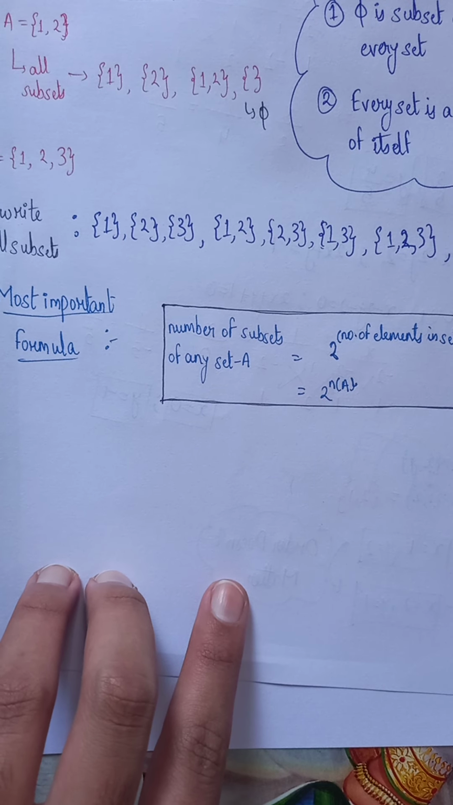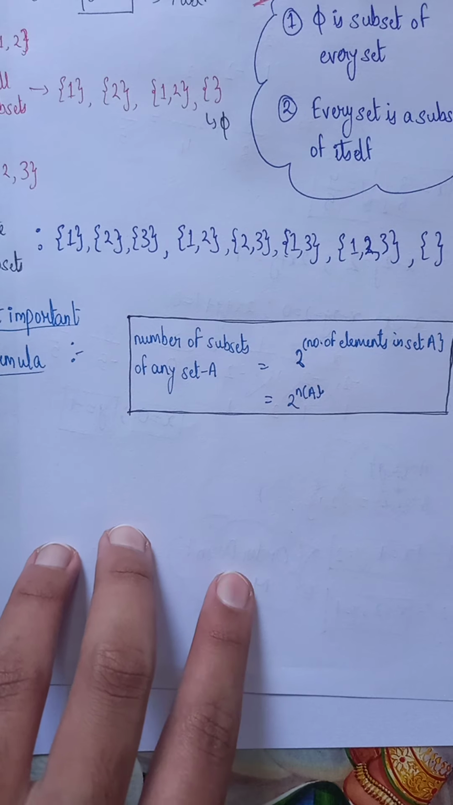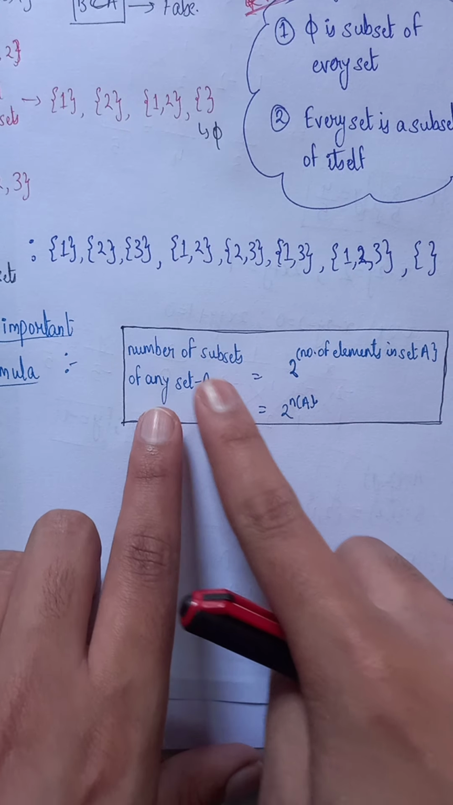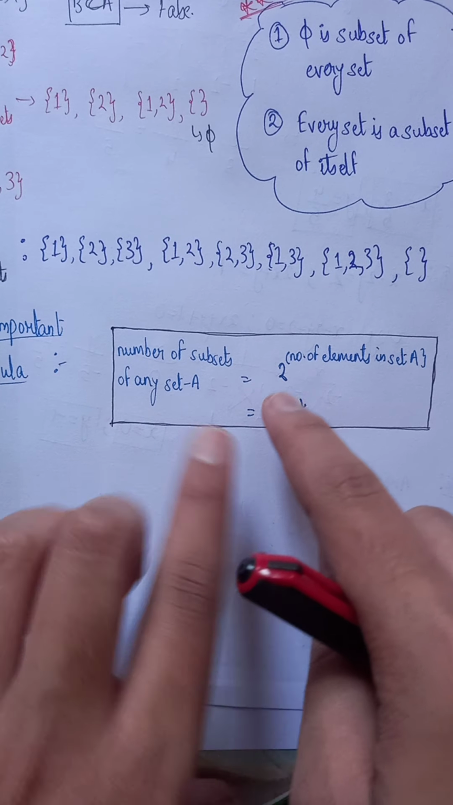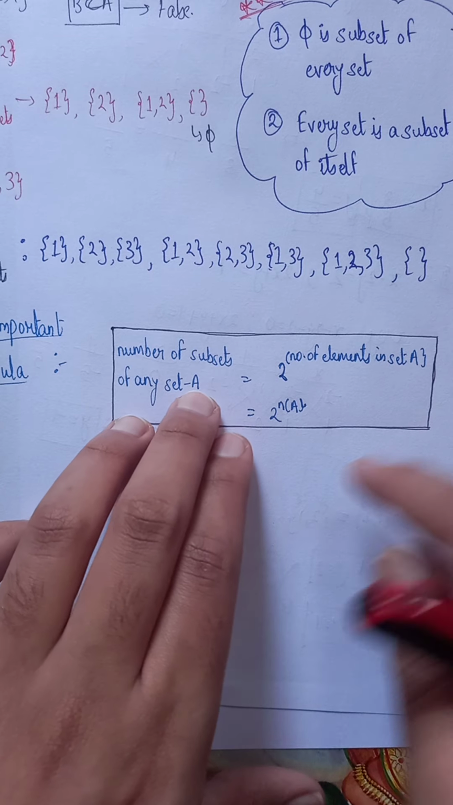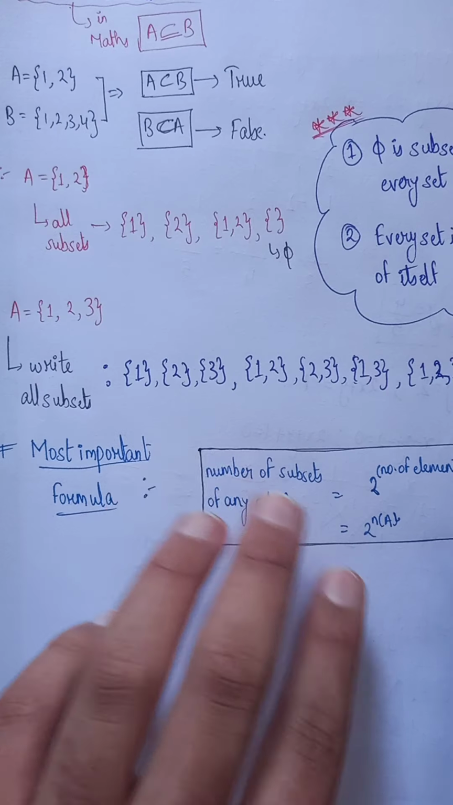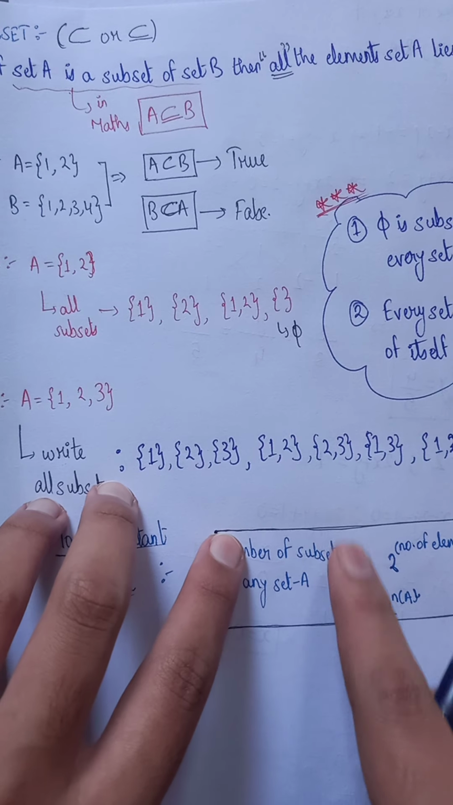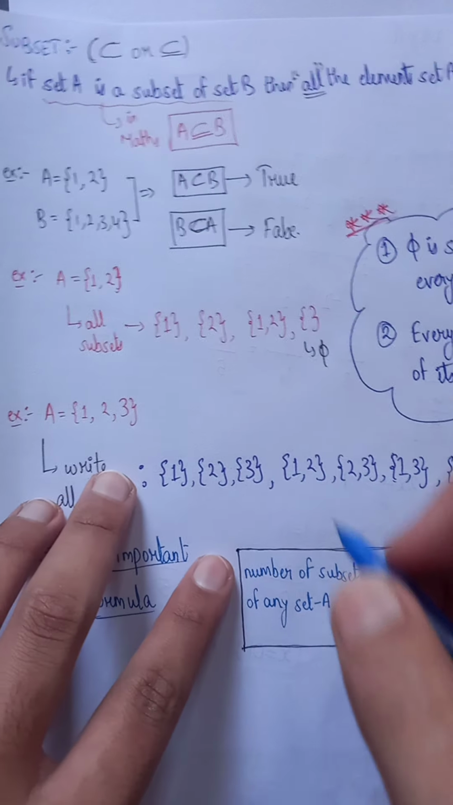So this is the most important formula here, that is the number of subsets of any set. Here we take set A into consideration, so the number of subsets of any set A is equal to 2 to the power number of elements in set A, that is 2 to the power n(A). So, how to implement this? Let's implement this formula in this question.